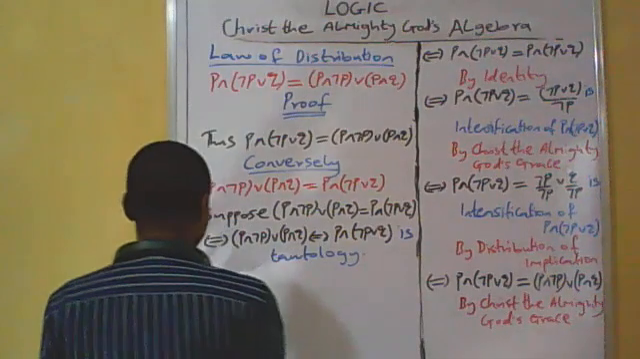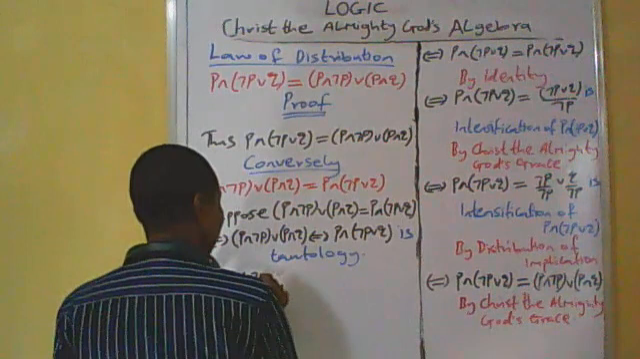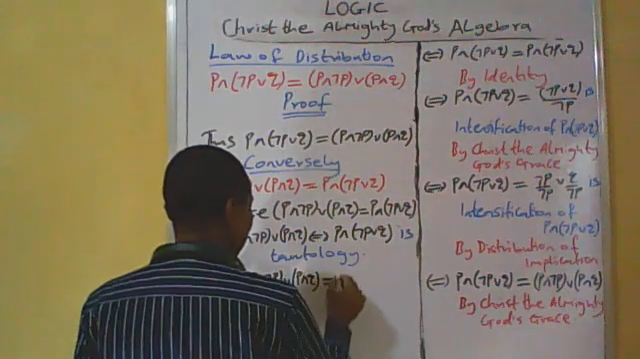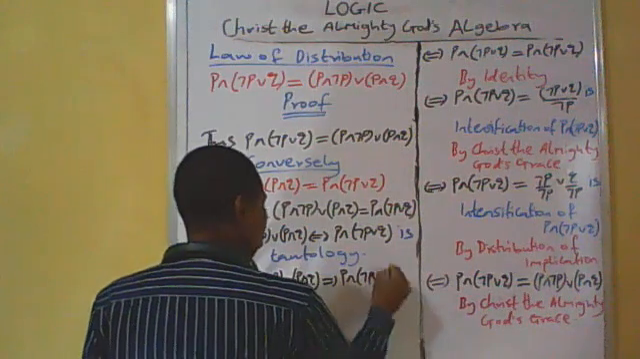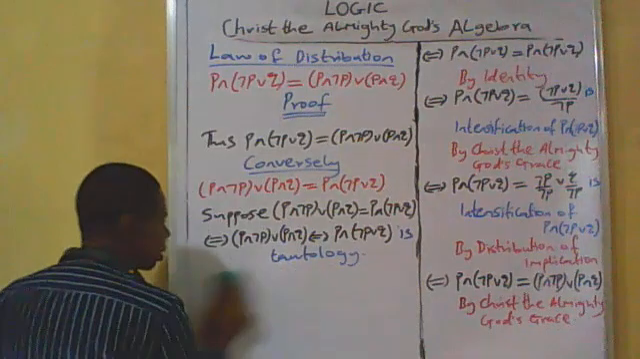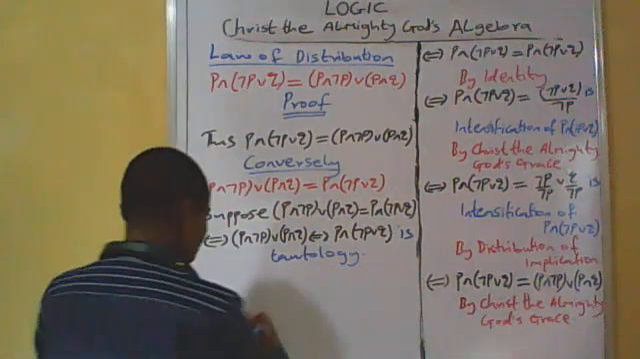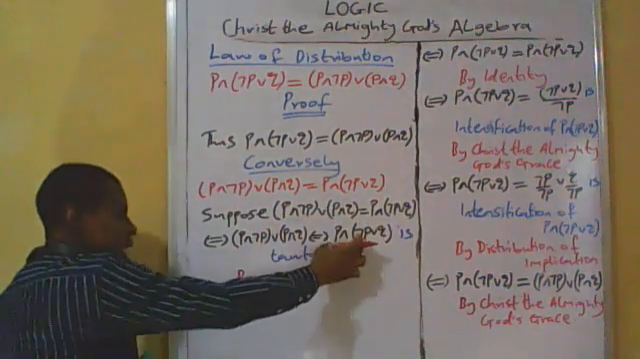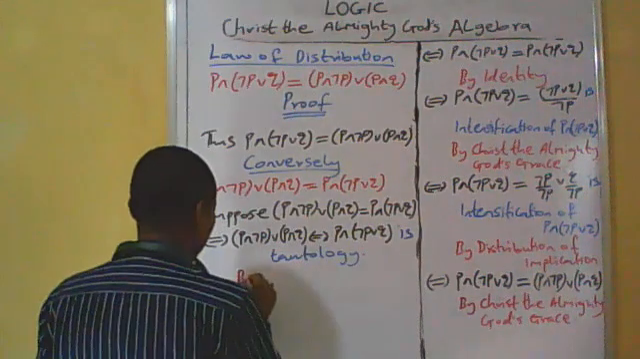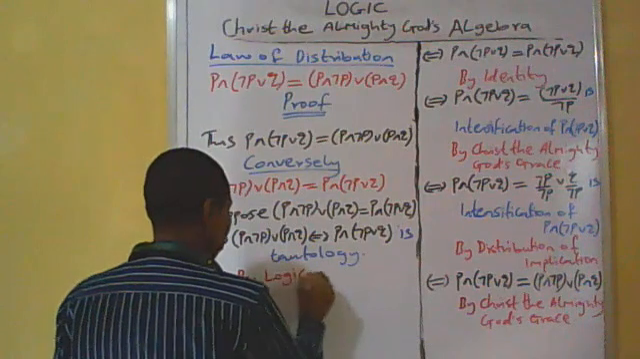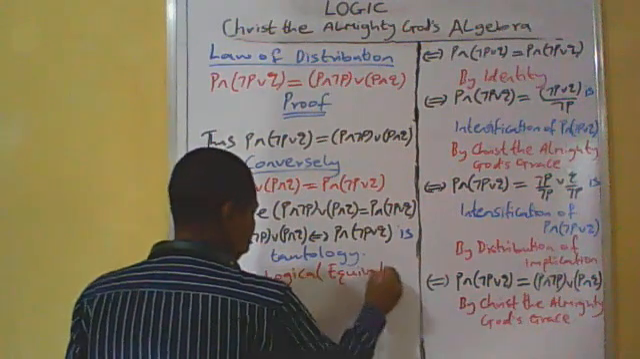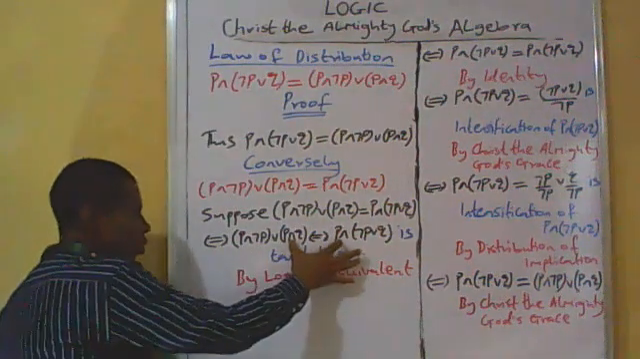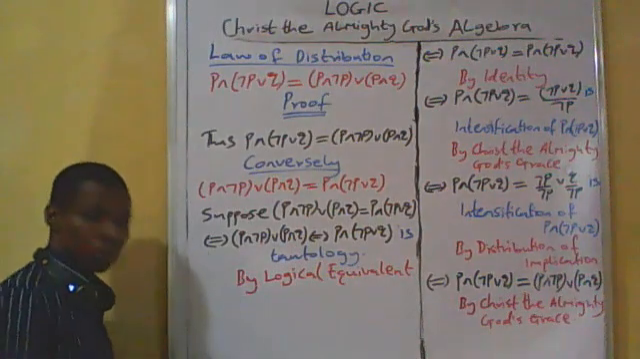That means (P and not P) or (P and Q) implies P and (not P or Q). So before then, this is being justified by logical equivalence. It's through logical equivalence that we transform this statement to a biconditional statement. So we're going to transform this also to a conditional statement, and it will still preserve tautology.